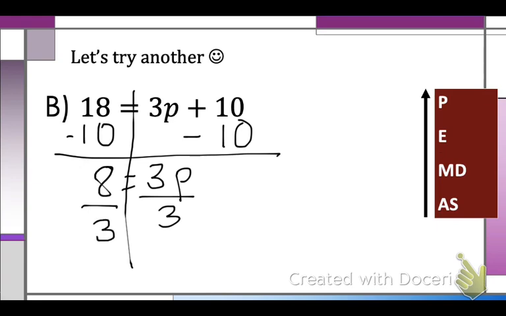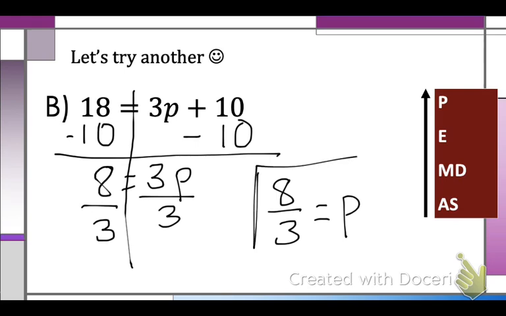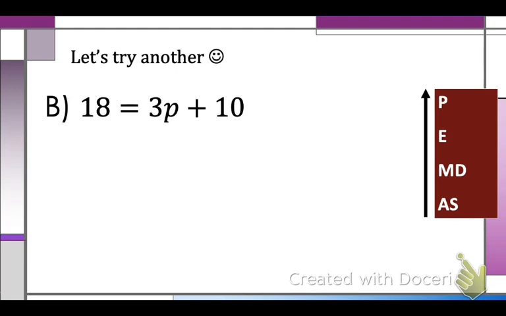And 8 divided by 3, we can divide, but we're going to keep everything in simplest form, and we can't simplify any further. So 8 divided by 3 equals p is my answer. And fractions are okay to get as answers.